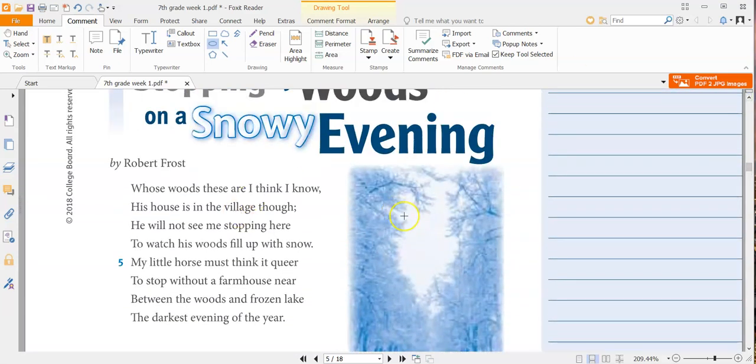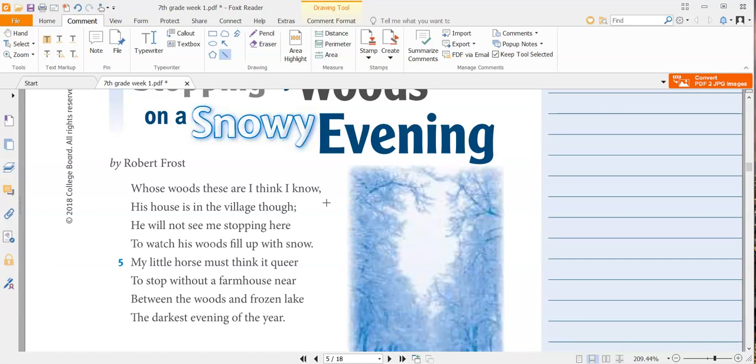"Whose woods these are, I think I know." Well, there's not really any kind of image there. It says woods, but we don't know what kind of woods. We don't know what type of trees there are. We don't know if it's a lot of trees, if it's just a few trees, if it's a forest, or if it's just like a patch. What is this? We don't know yet.